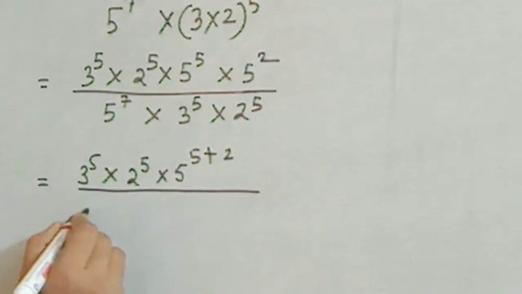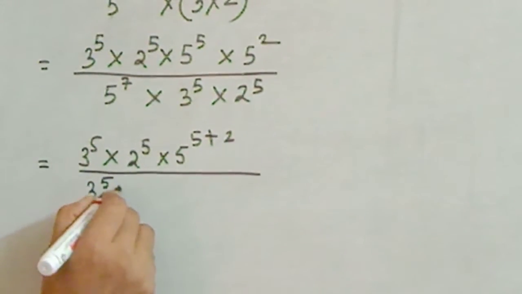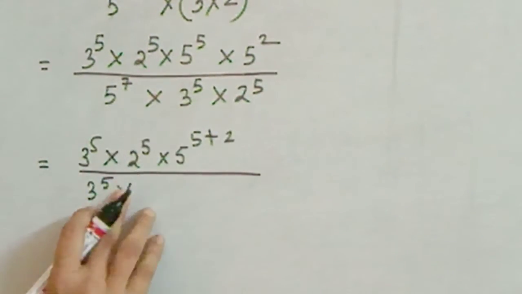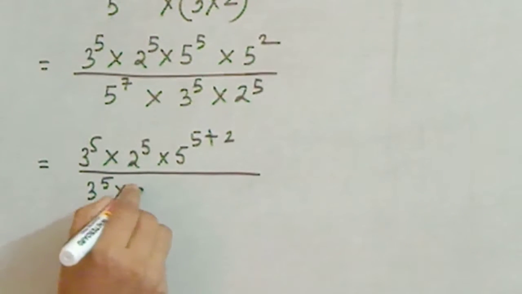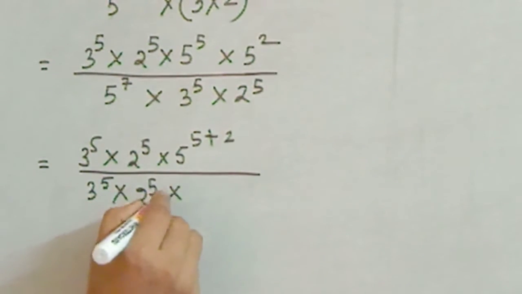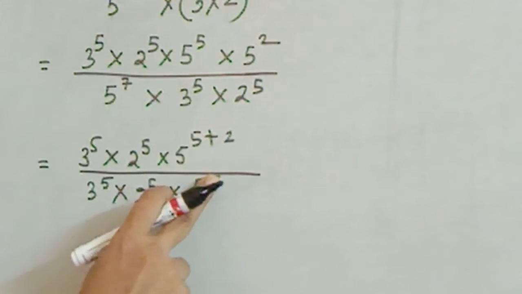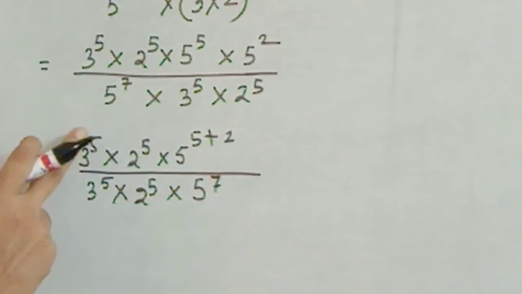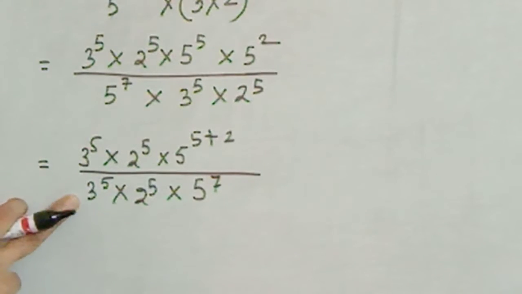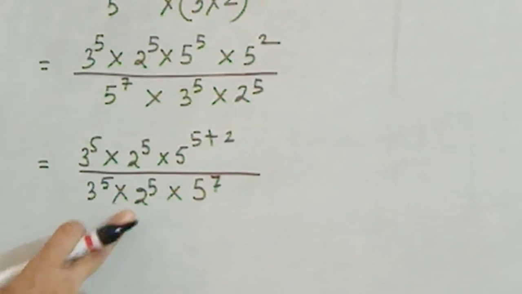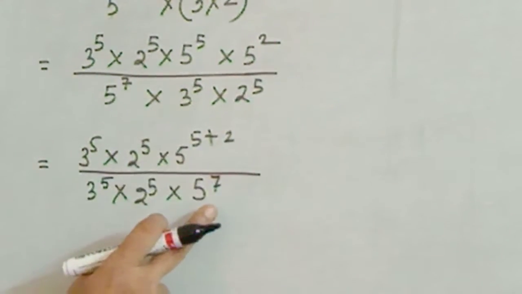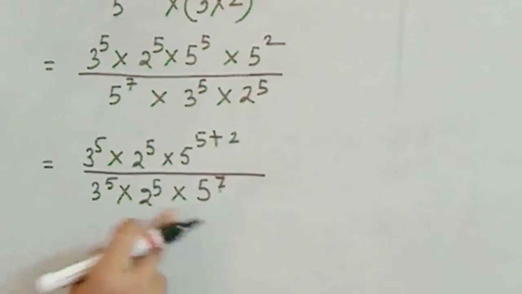Now 3 to the power 5 into 2 to the power 5 into 5 to the power 7. It was 5 to the power 7. I have arranged in this way so that you can check that 3 to the power 5 and 3 to the power 5, 2 to the power 5 and 2 to the power 5, 5 to the power 5 plus 2 and divided by 5 to the power 7.